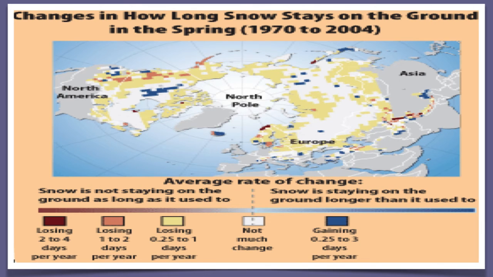So this is 1970 to 2004. You can see how much snowpack has decreased over time. Gaining 0.2 to 3, the right side blue, is very small, and losing 2 to 4, the red, is increasing. Especially losing 0.25 to 1 is spreading out the most.